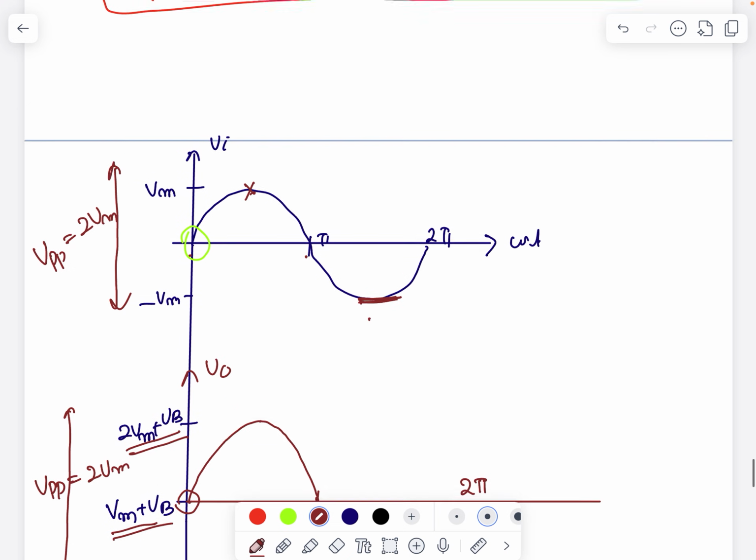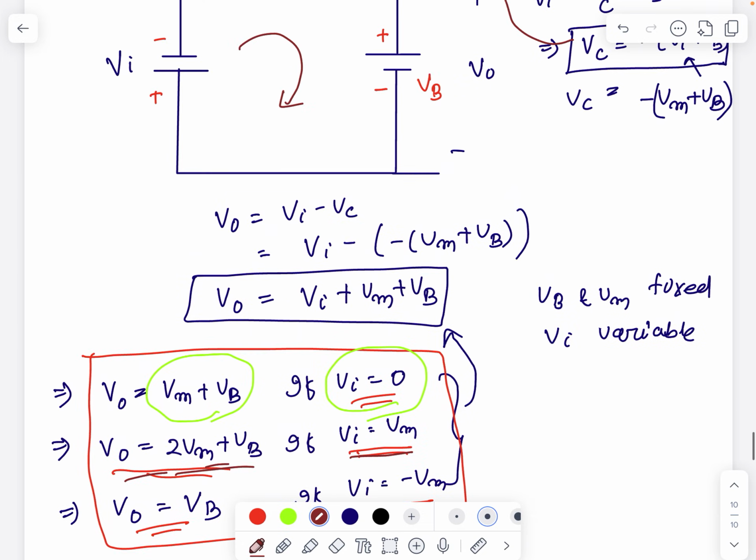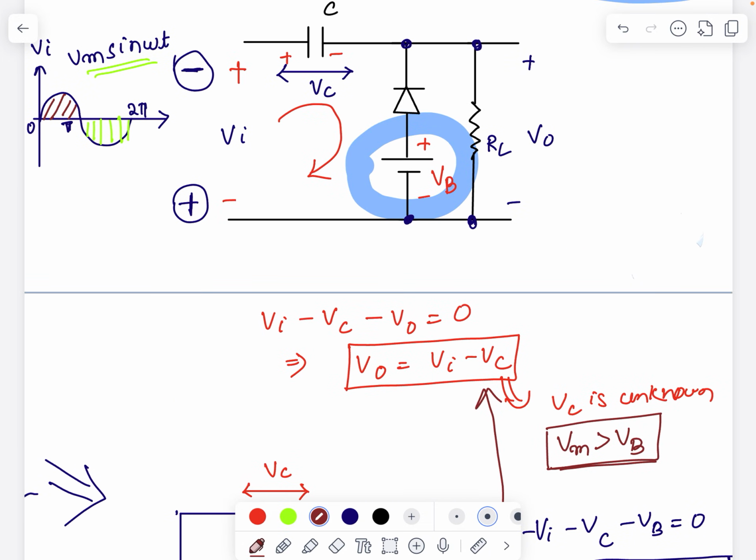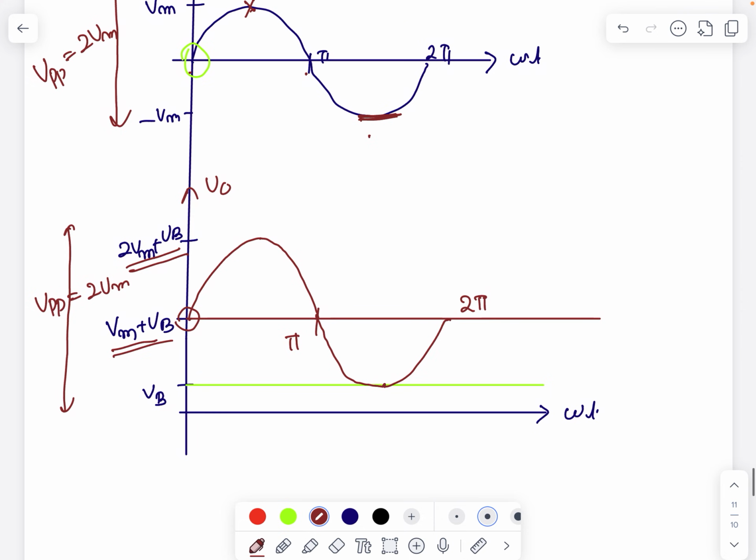Okay, remember one thing. Now you can see here, as I am providing a reference voltage or bias voltage Vb, I am getting the equation starting from Vm plus Vb, and it is shifting upwards in the positive direction. So I'm saying it is the positive clamper with positive bias. So the output wave's minimum value is Vb.